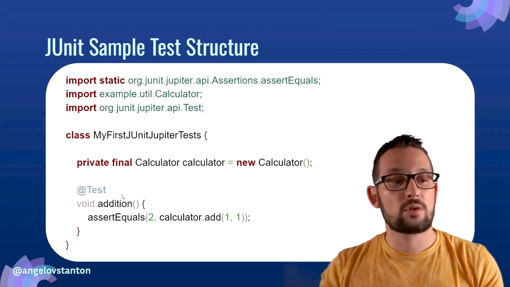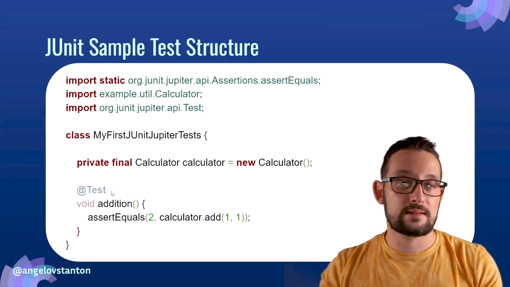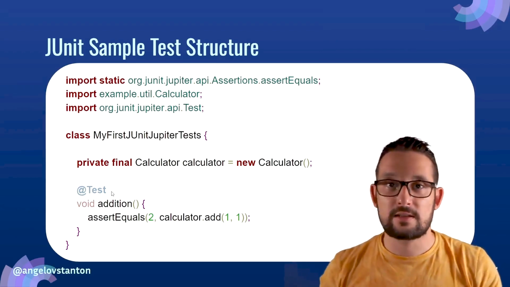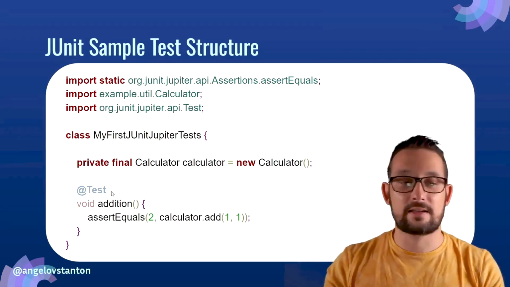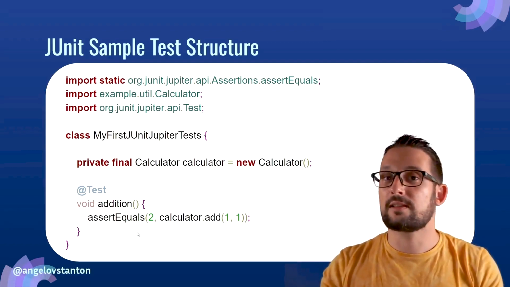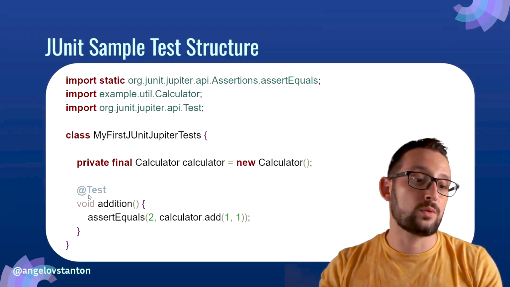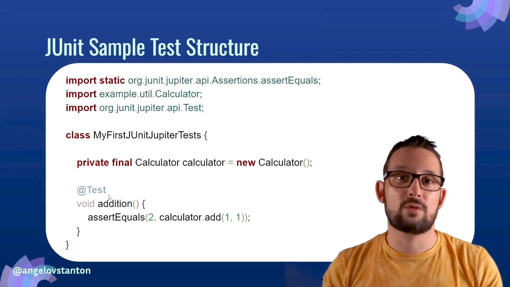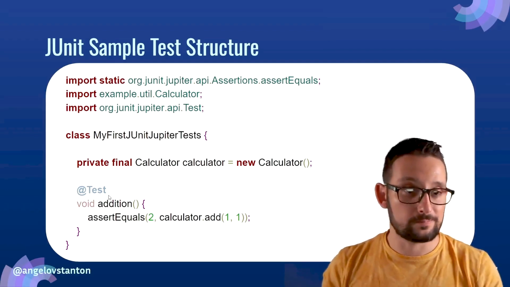The thing that you need to notice here is this add test. This is called an annotation. It is metadata where we are basically saying, treat this method as a test. If we don't put this, you won't be able to execute it via the test engine.